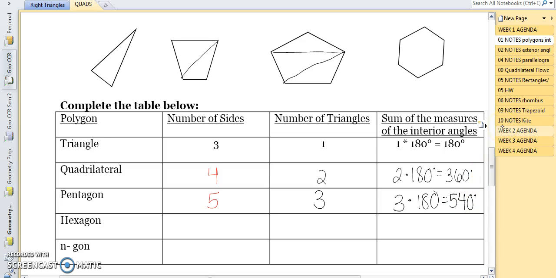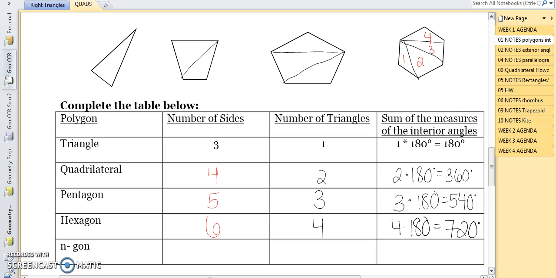I want you guys to try the same thing for a hexagon. If you're not comfortable, then you can just listen to the rest of the video. If you're comfortable, go ahead and pause it and see if you can figure out the measure of the interior angles of a hexagon, which is a 6-sided figure.